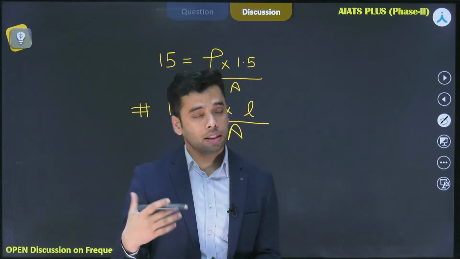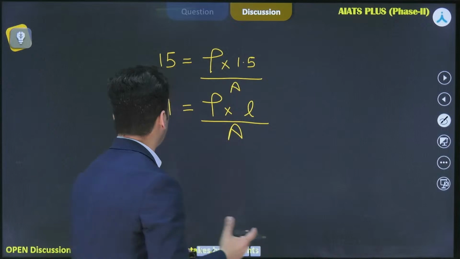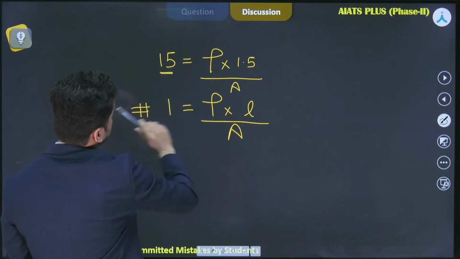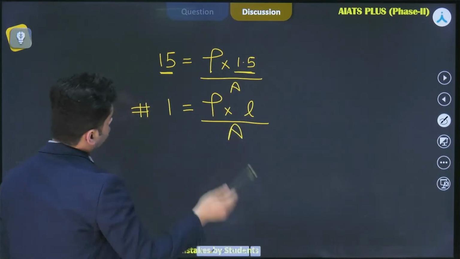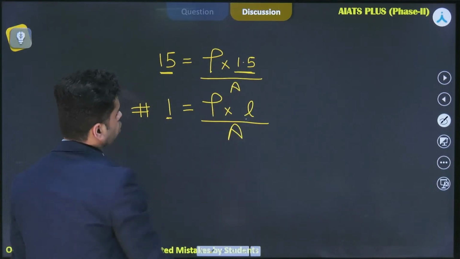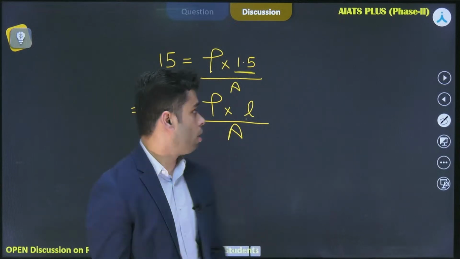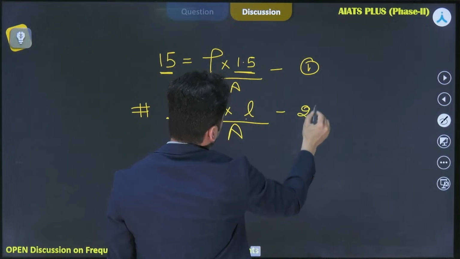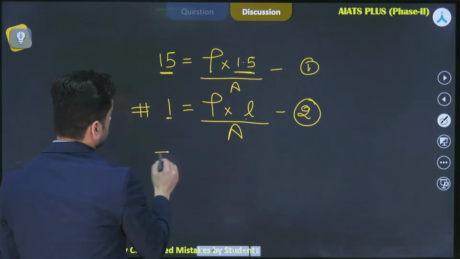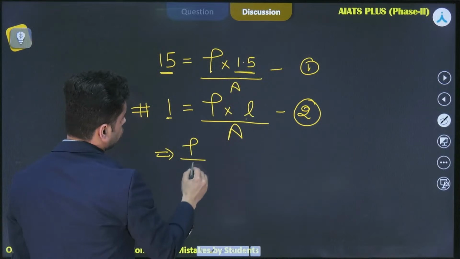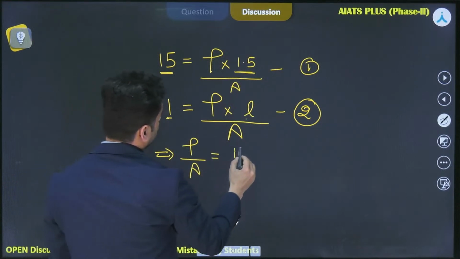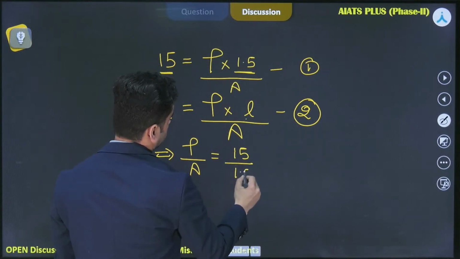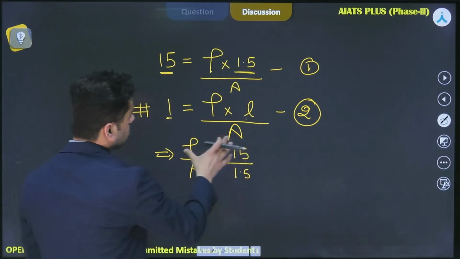Anyone, if you are getting the answer, you can put the answer in the comment box. Meanwhile, I'll solve the problem for you. When 15 ohm is the resistance, the length of the wire is 1.5. They're asking you when 1 ohm is the resistance, what should be the length of the wire? So this is my equation 1 and this is my equation 2. From equation 1, I'll take out the value of rho by A. Rho by A is equal to 15 over 1.5.